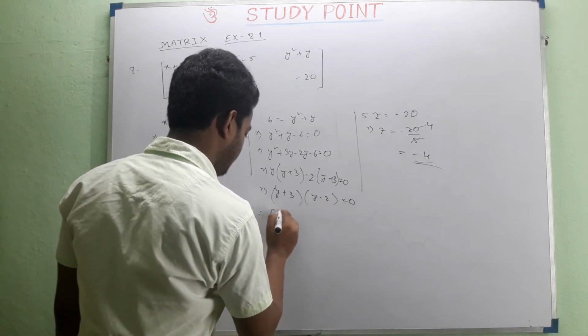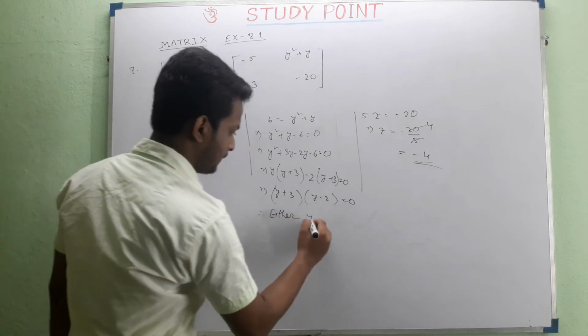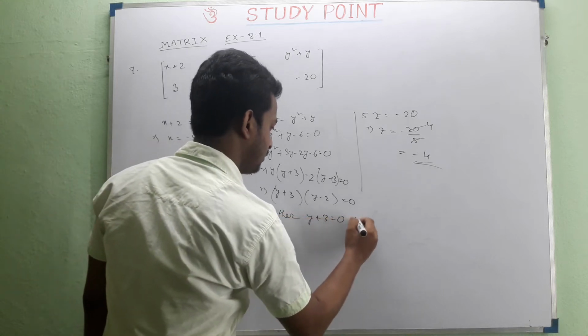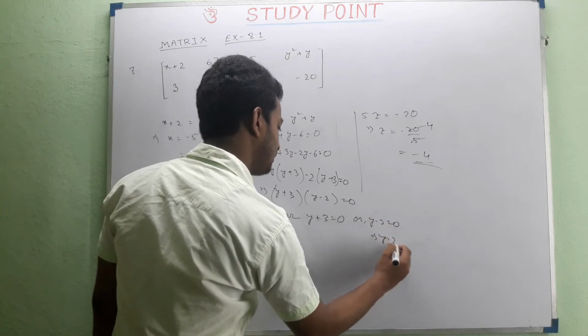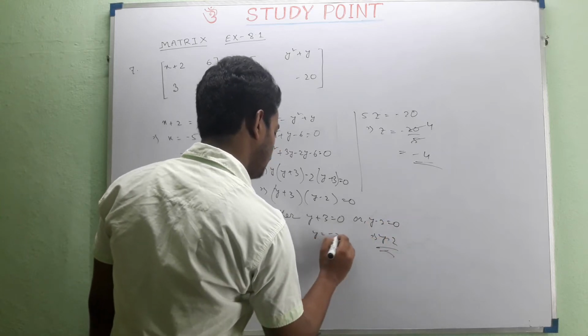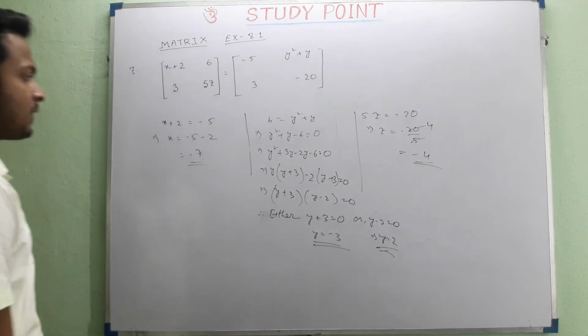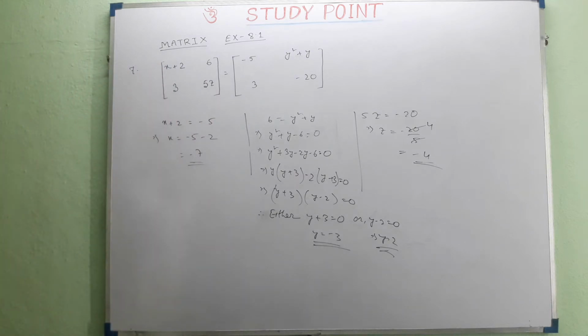Therefore, either y plus 3 is equal to 0 or y minus 2 is equal to 0. So from here we can say that y is equal to 2 and y is equal to minus 3. Now what will be the value of x, y and z?